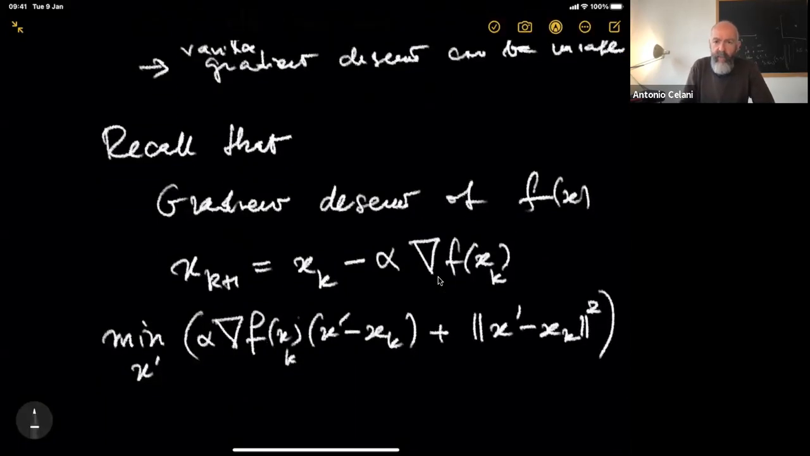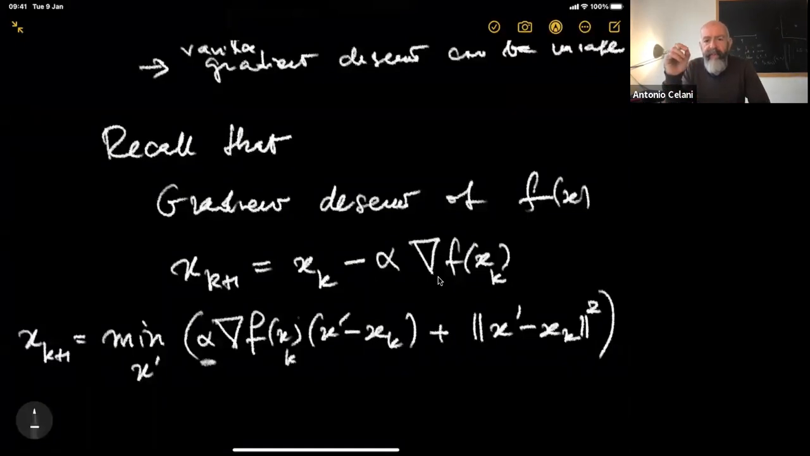So if you minimize this quantity, which is just a quadratic function in the coordinates, so if you take the derivatives with respect to x prime and try to find the minimum, well, you will realize that this is exactly x_{k+1}. So here you're expressing gradient descent exactly as a compromise between going down but not making too large steps. And this trade-off parameter between these two requests is exactly the learning rate.